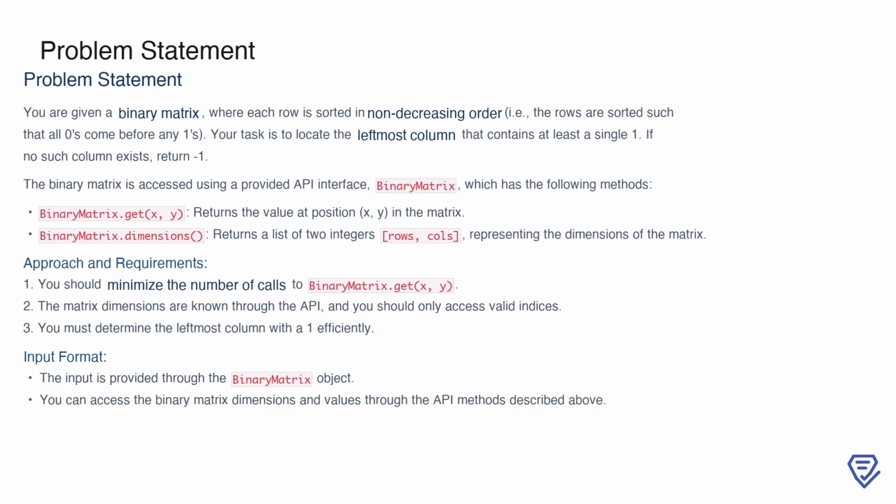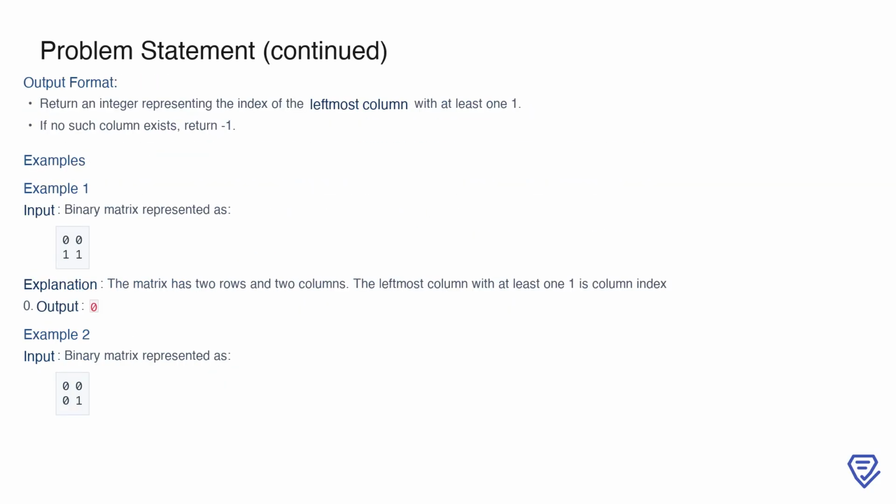The goal is to determine the leftmost column with a 1 efficiently, leveraging the sorted nature of the rows to your advantage. The output for this problem is an integer that represents the index of the leftmost column containing at least one 1. If no column has a 1, you should return -1. Let's look at some examples to clarify.